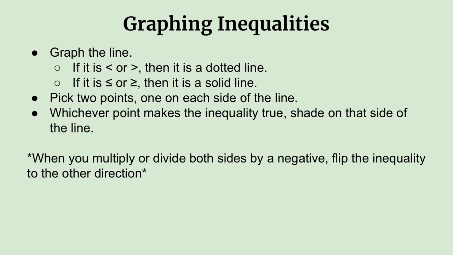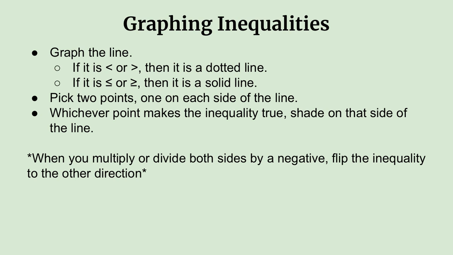So here are the steps. You graph the line first. If it's a greater than or less than, then it's a dotted line. If it's greater than or equal to or less than or equal to, it's a solid line. You pick 2 points. I know I showed 3, but you only need to pick 2 points because you should have an idea if it's solid or not already. One on each side of the line, wherever the point makes the inequality true, shade in that side of the line.